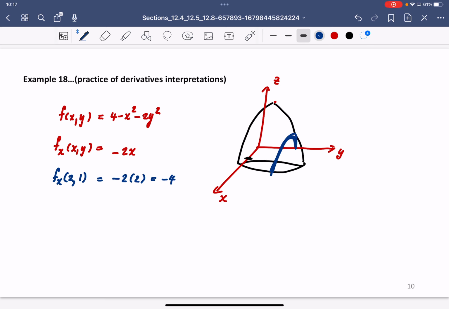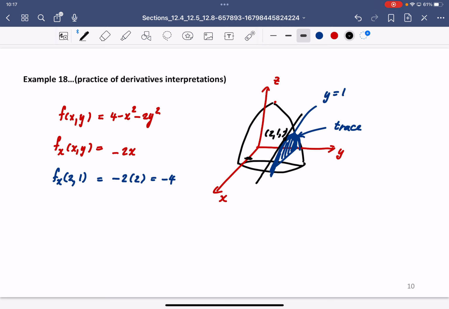Does it make sense? So you actually use the plane to cut it here. Just cut the surface by using the plane y equal to 1. This is what you do. And what happens is when you cut it, you're gonna have the trace here. This is called the trace from cutting the surface with the plane y equal to 1. And then you're looking at the slope of the tangent line to that trace at the point x equal to 2, y equal to 1, and z equal to something.